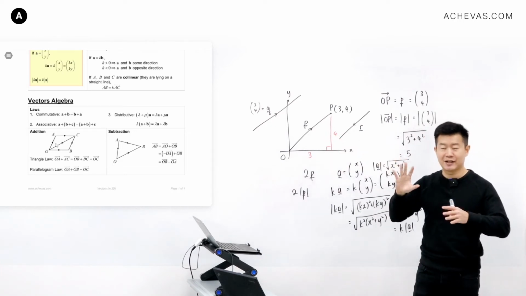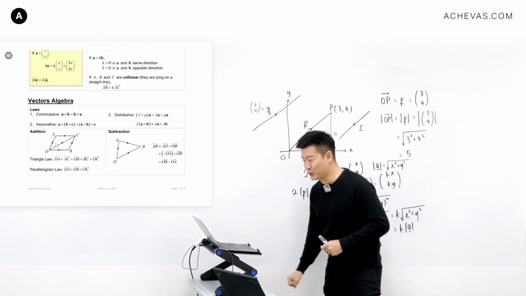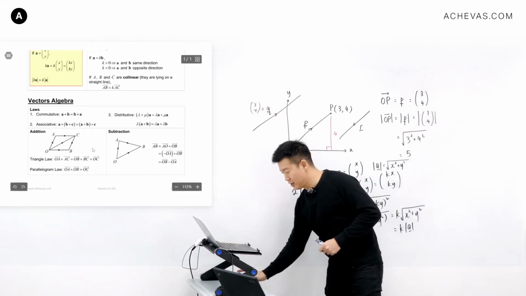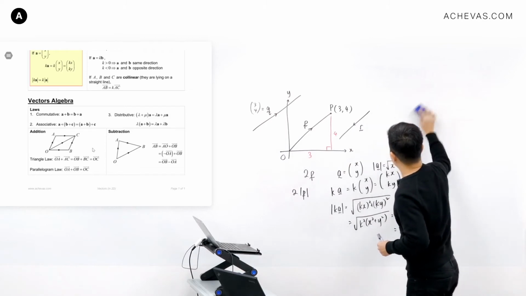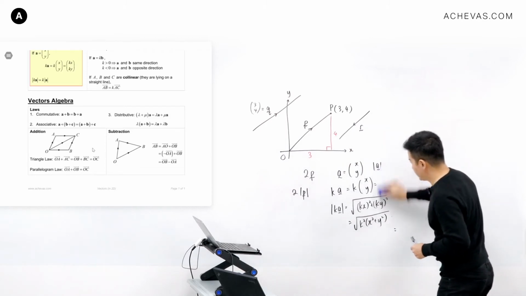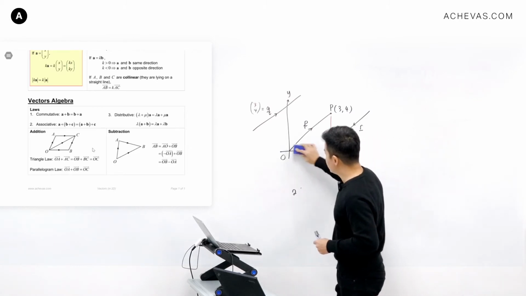Subtraction part is not exactly a law, but let me talk about it in a short while also. For this addition of vectors, there are 2 laws that can help us to do addition of vectors. They are the triangle law and the parallelogram law.